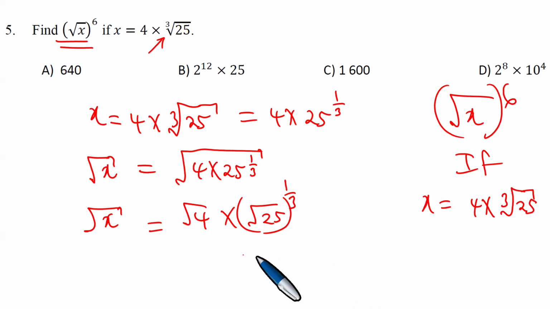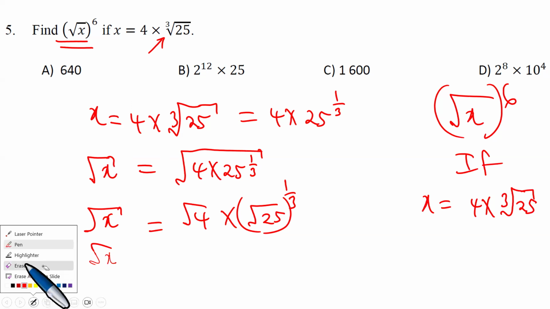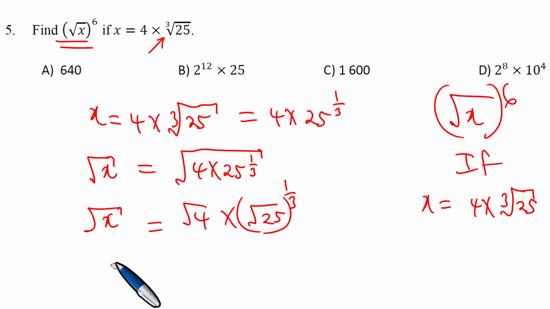Okay, so in the end, we take the square root of x, and then we raise everything to the 6th power. Right, and then it becomes what? We have, what is the square root of 4? The square root of 4 is 2. The square root of 25 is what? 5. Right, the square root of 25 is exactly 5. Okay, so you have 5 to the power 1/3, like that.